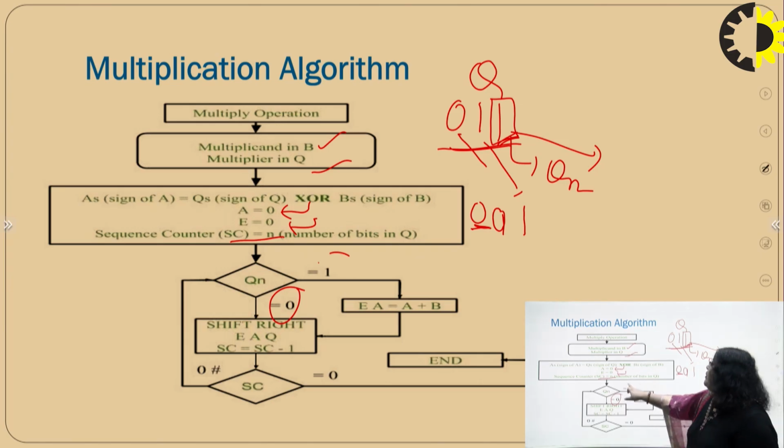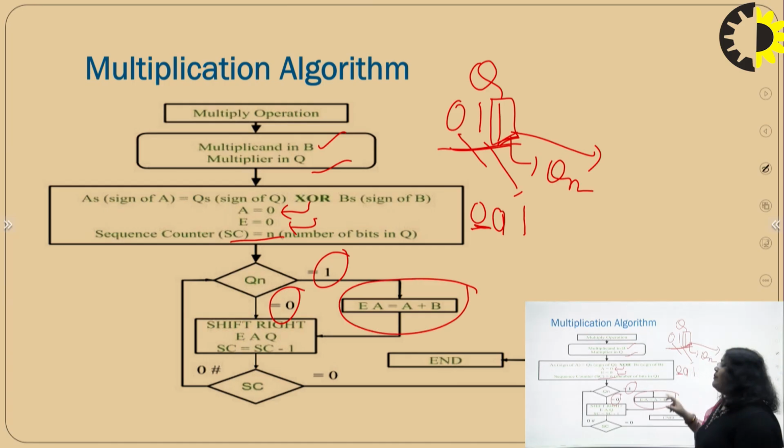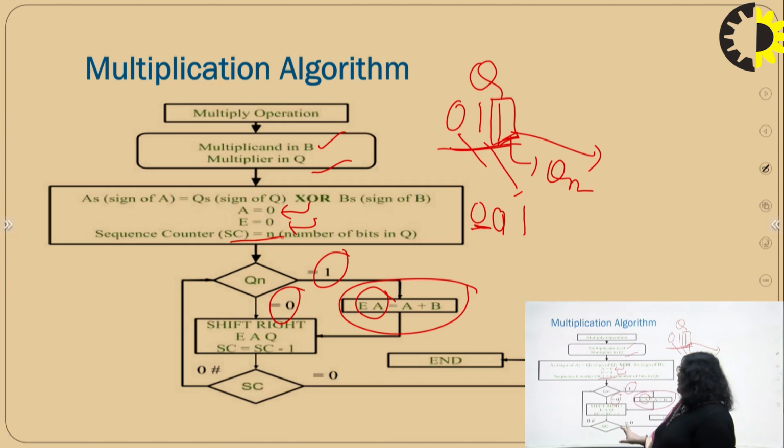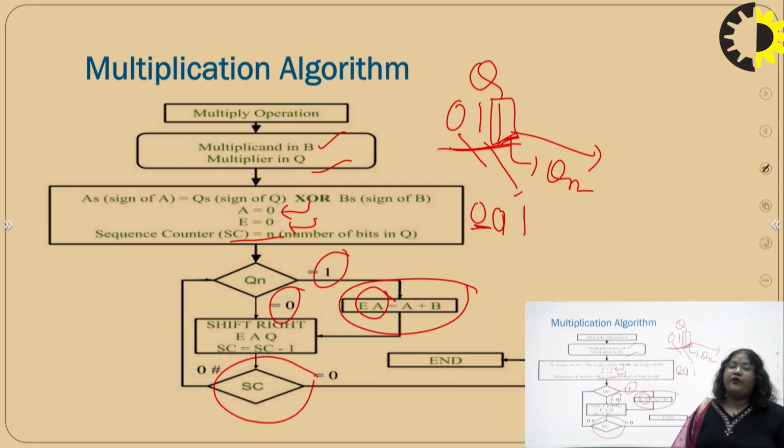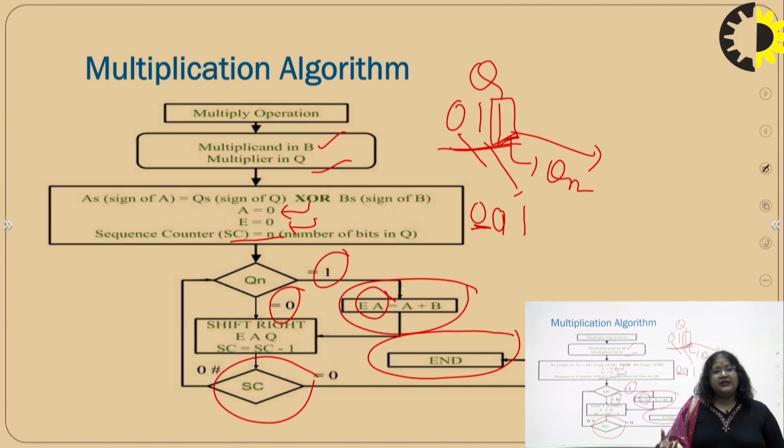If the Qn bit is high, what happens? We have to perform the operation A plus B, and it is transferred to EA. EA is the output, A is the resultant, E is the end around carry. We perform this operation until the sequence counter is 0. After the sequence counter is 0, we get the end result. So, this is the basic algorithm.